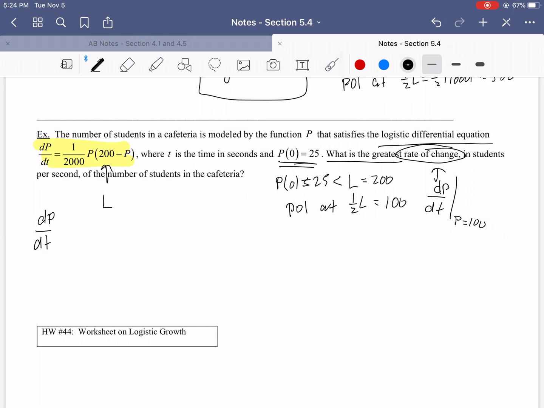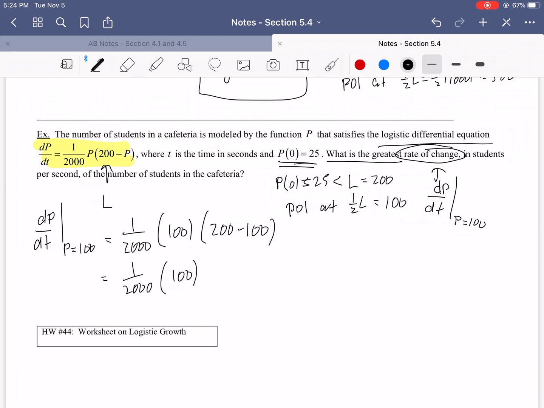So dp dt evaluated at p is equal to 100 is going to be 1 over 2,000 multiplied by 100 multiplied by 200 minus 100. And so doing a little bit of arithmetic here, this will be 1 over 2,000 multiplied by 100 times 100. And so that will be 1 with 4 zeros divided by 2,000. And so this will end up being 5 as my answer, I believe.